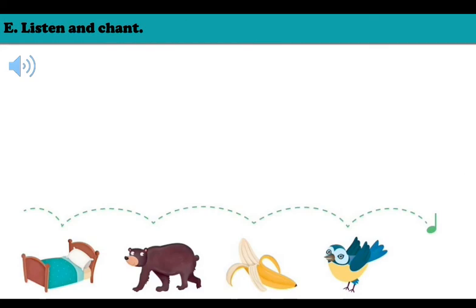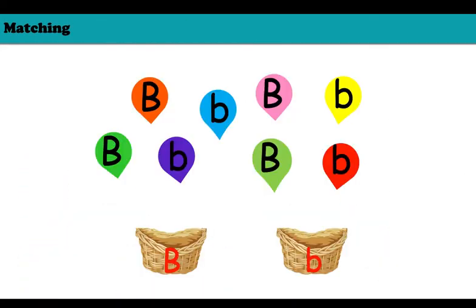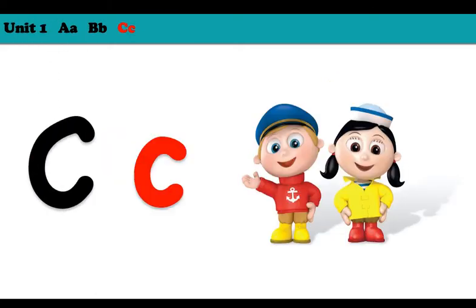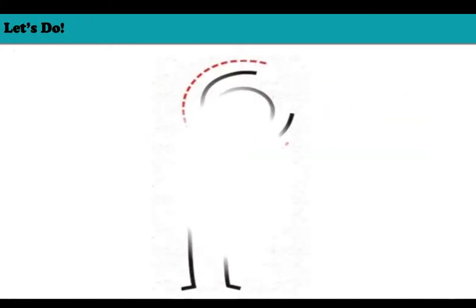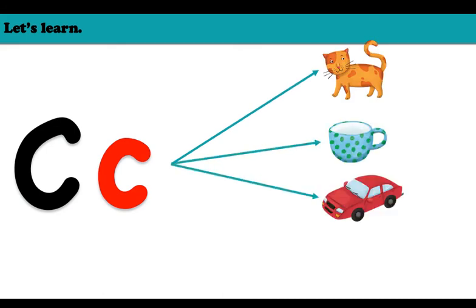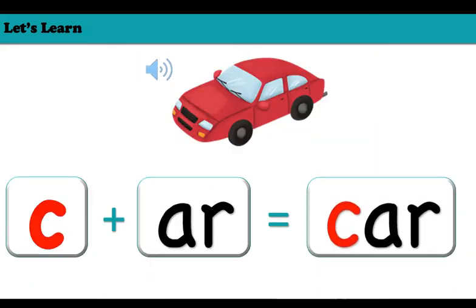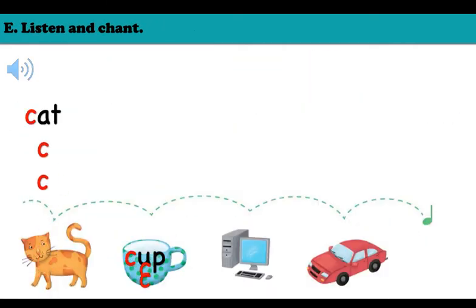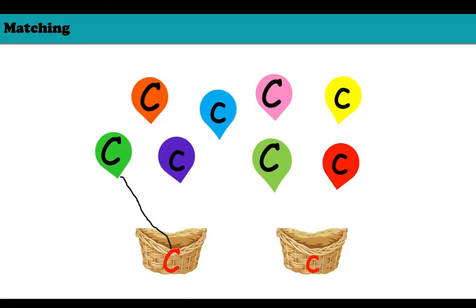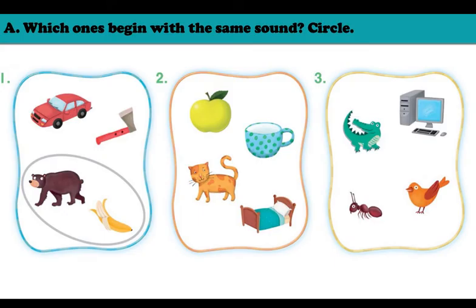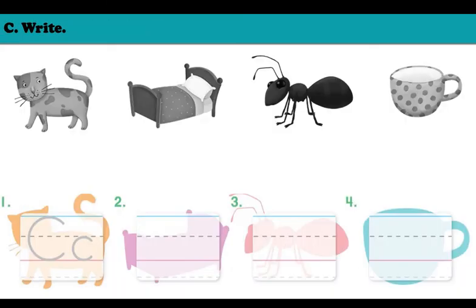And writing, and we have the chant and the activity. And then we have letter C, like this. After we finish all the letters, we will have a review for the 3 letters. So this is a review, like some activities, and then some games.